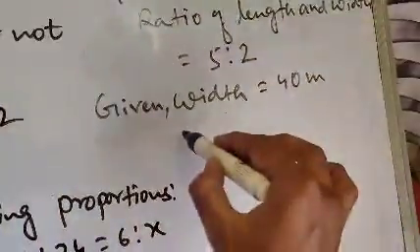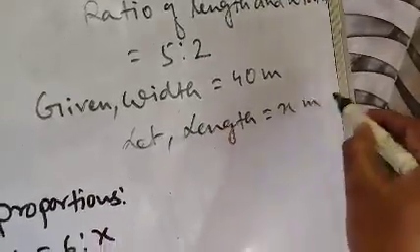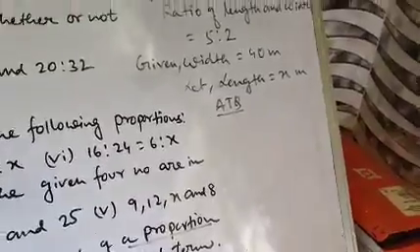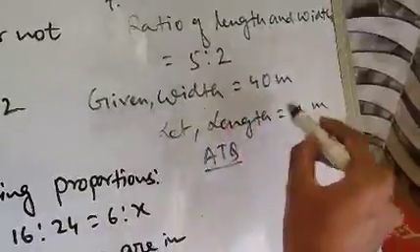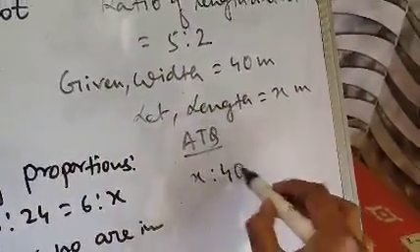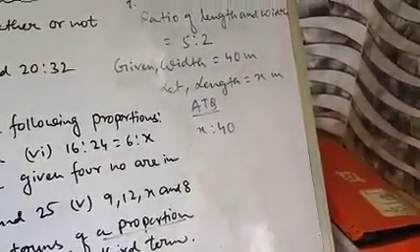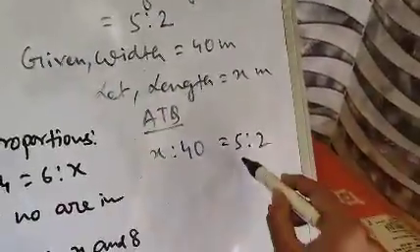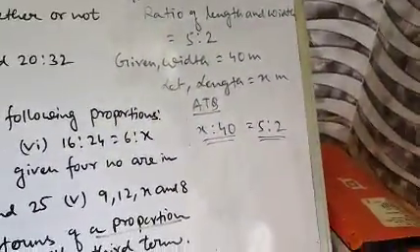Therefore, let length equal to x meter. So according to the question, we can write the ratio of length and width. Length is x, width is 40. So the ratio of length and width is x is to 40, and it is equal to 5:2, because this is also the ratio of length and width. So both of them will be equal.